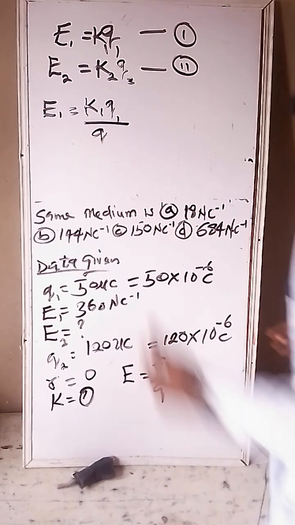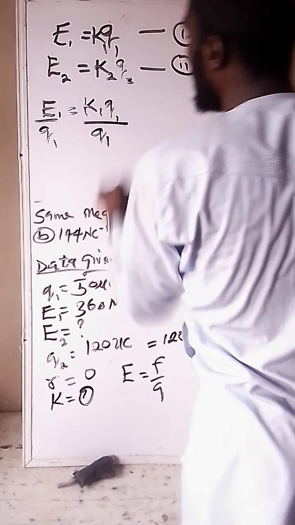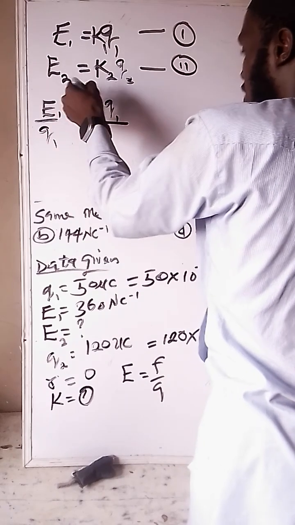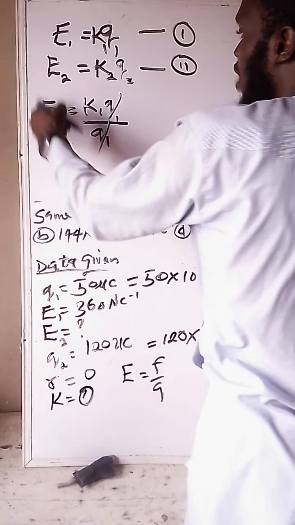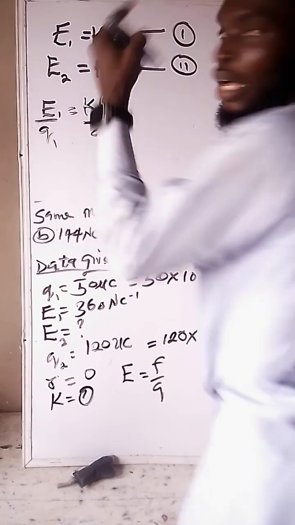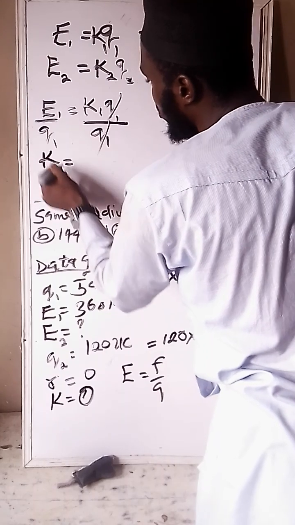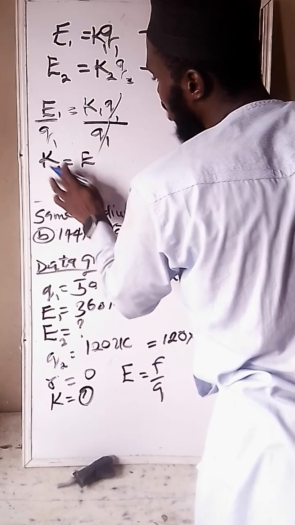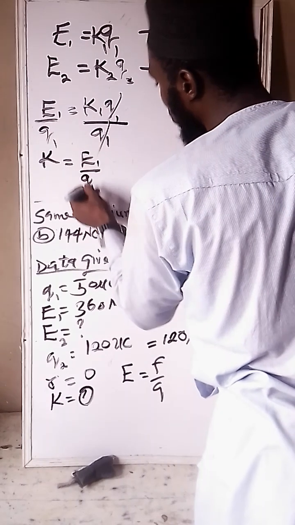I've proved that. Now this will be Q1 here, all upon Q1. Divide both sides, divide through, to make K1 the subject of the formula. Q settles Q here. We are left with what? E1 all upon Q1. Therefore K equals E1 all upon Q1. You can make it ordinary K anyhow.